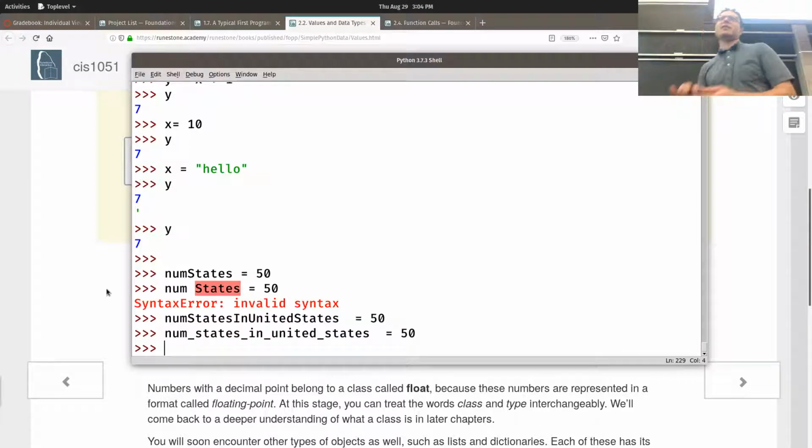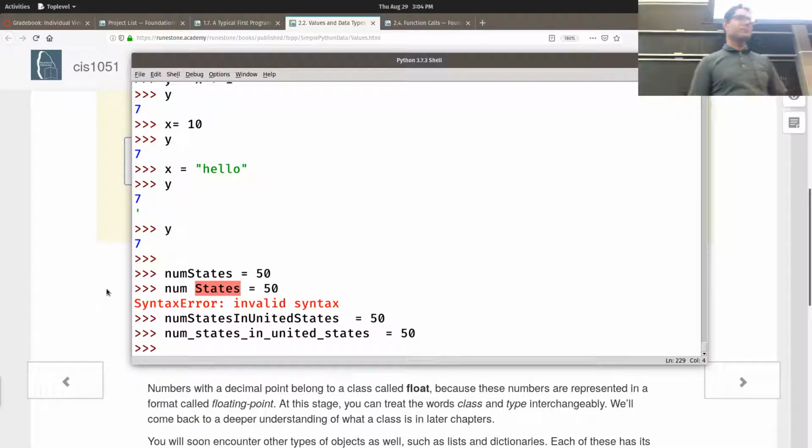You don't want to mix camel case and underscores, with some variables in camel case and some underscored in your program, because then you're trying to remember, wait, was this variable underscored or was it camel case? Don't want to make unnecessary work for yourself.